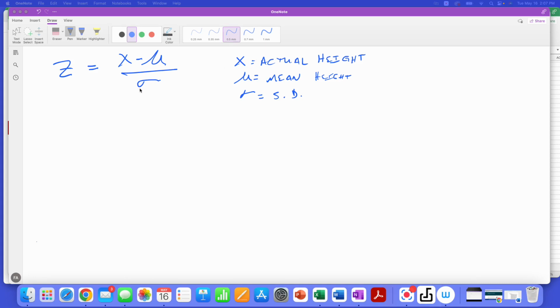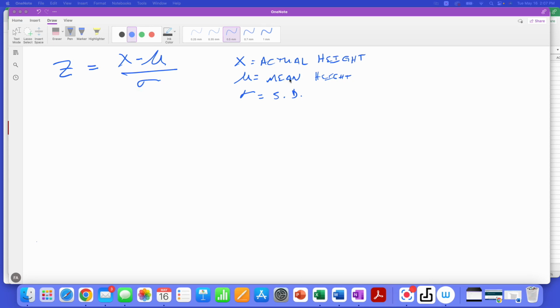We're going to look at standard normal here, and we're going to go through the process of how to figure out what the z-score is, or what that standard normal value would be. This is exactly the formula that you would use right here. X is the actual height, mu is the mean, and this lowercase sigma is standard deviation.